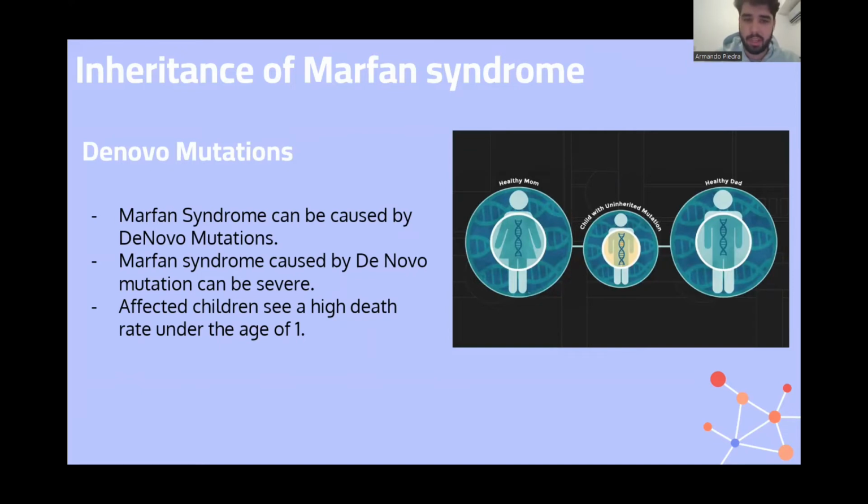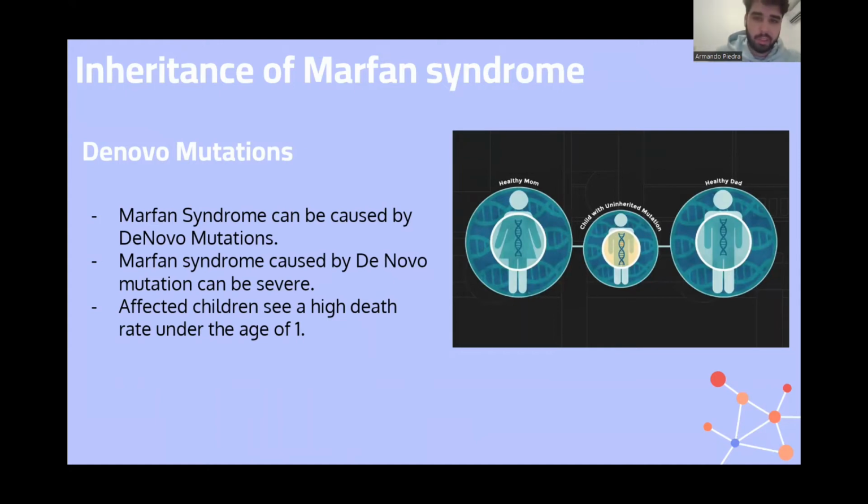We see children die at a high rate at the age of 1. In a pedigree chart, we would see just a blank for the disease, and then just a random mutation there, and that would be a de novo mutation. This occurs due to an alteration in the parents, in the mom's egg and the dad's sperm, an alteration in the genes. Normally we carry about 70 de novo mutations, I was reading, and unfortunately, sometimes you could inherit a mutation in the FBN1 gene, which could cause Marfan syndrome, and this is how this occurs.